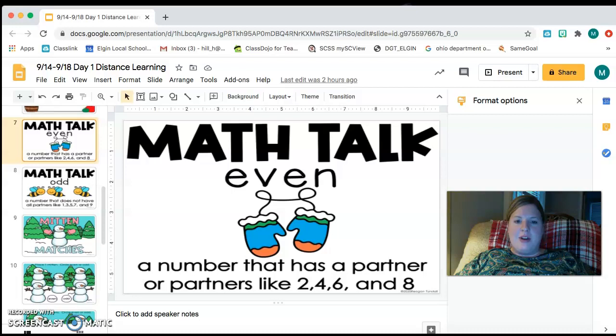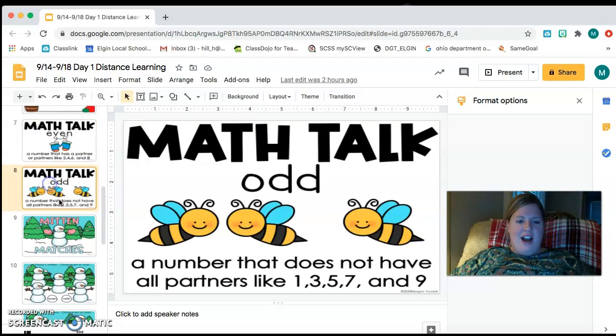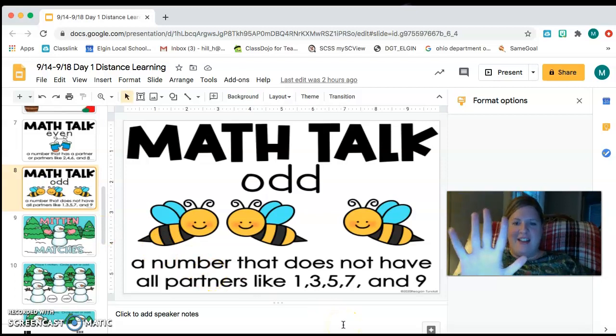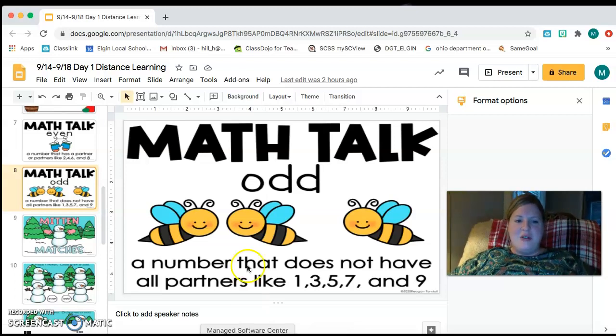So today we're going to be talking about even and odd numbers. Your even numbers are 2, 4, 6, and 8. Okay? Your odd numbers are 1, 3, 5, 7, and 9. So let's go through your assignment together.